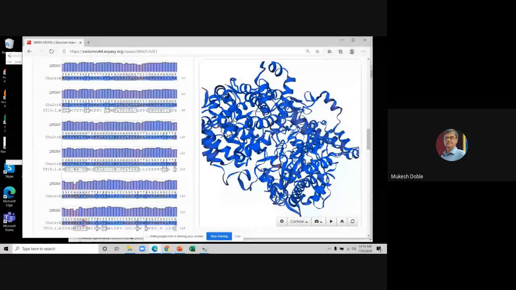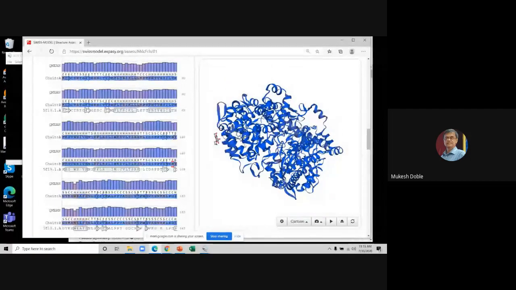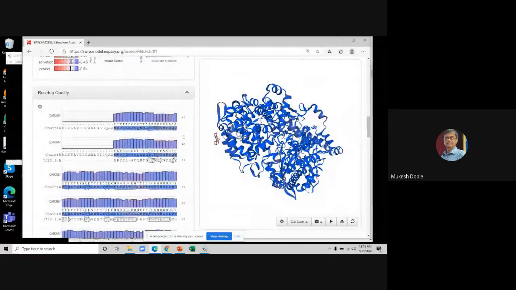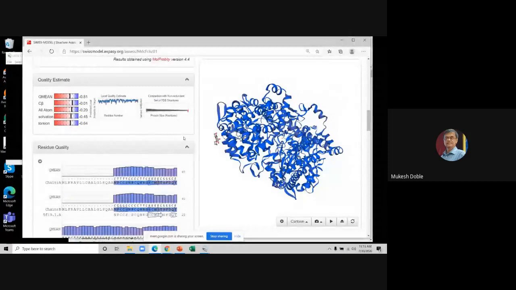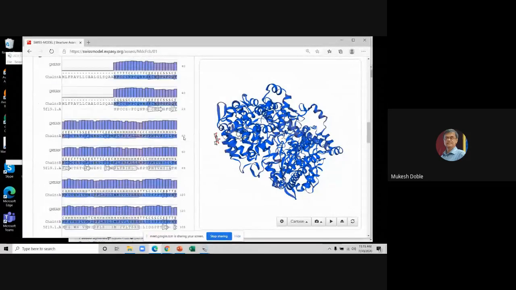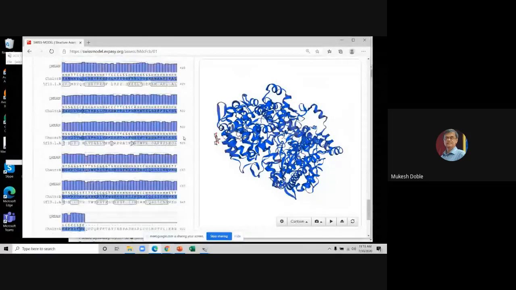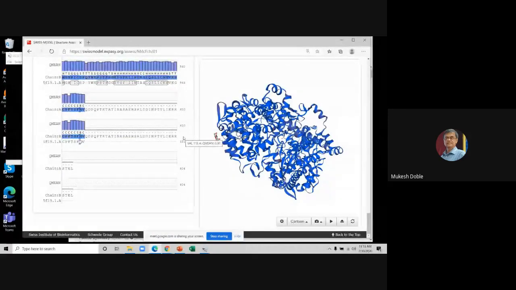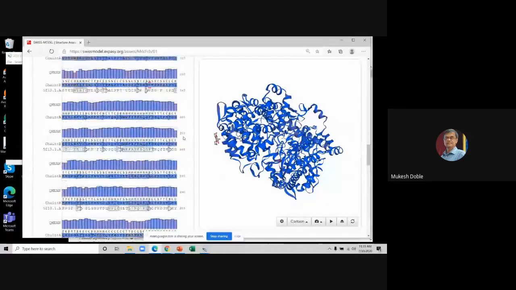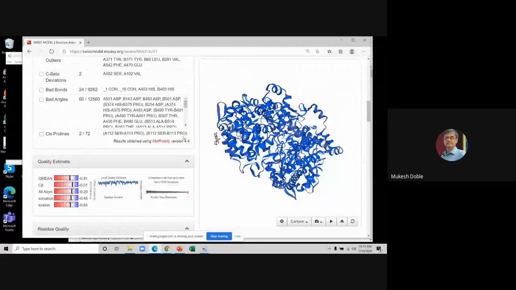Okay, so for the entire chain, it is giving you these values. So that's the residue quality. So we look at the Ramachandran plot. We used to also have that. So this Q mean is an indication of this is the residue number.